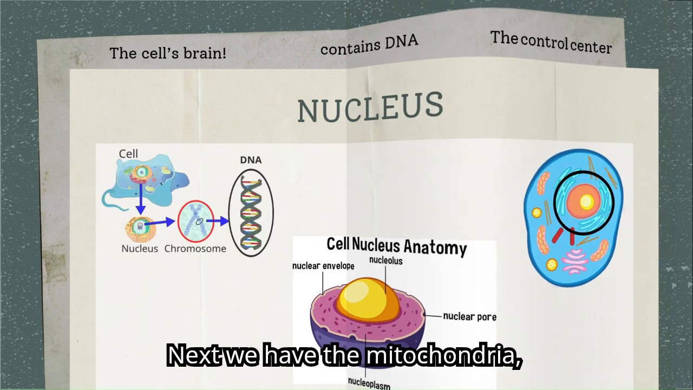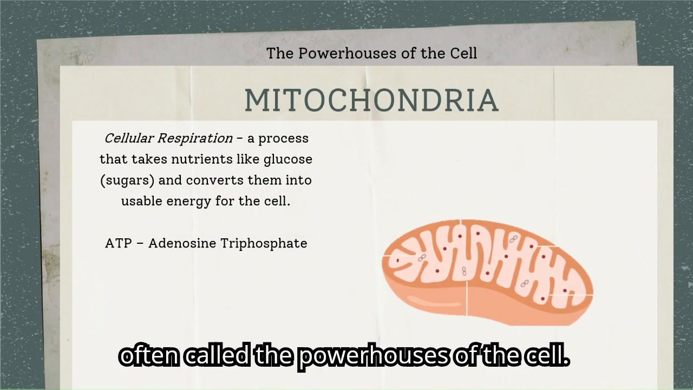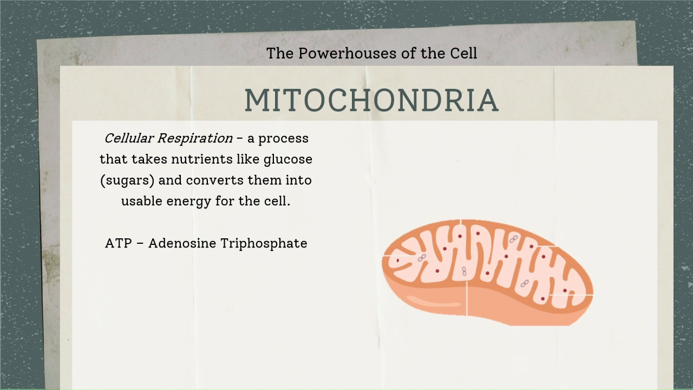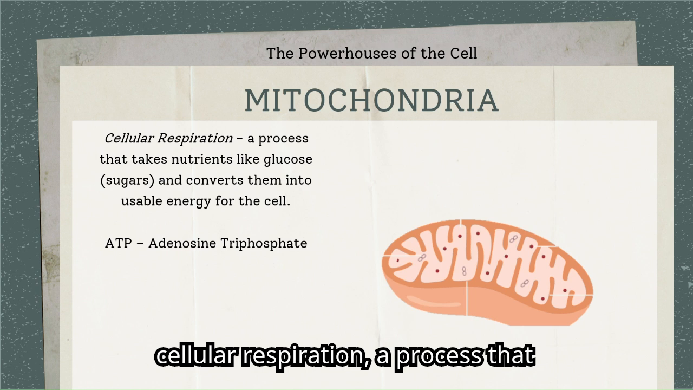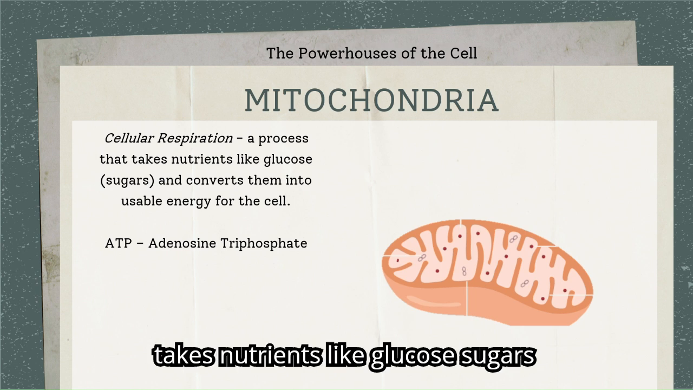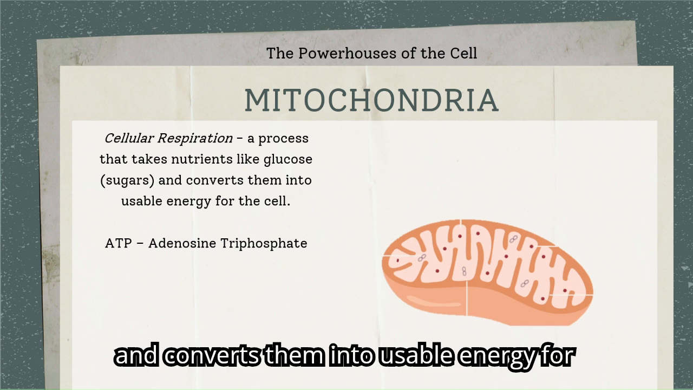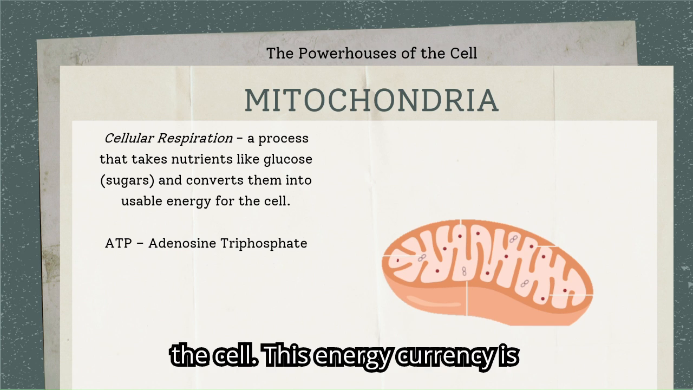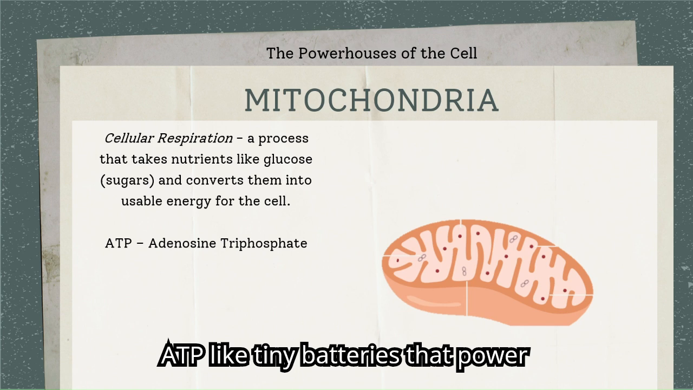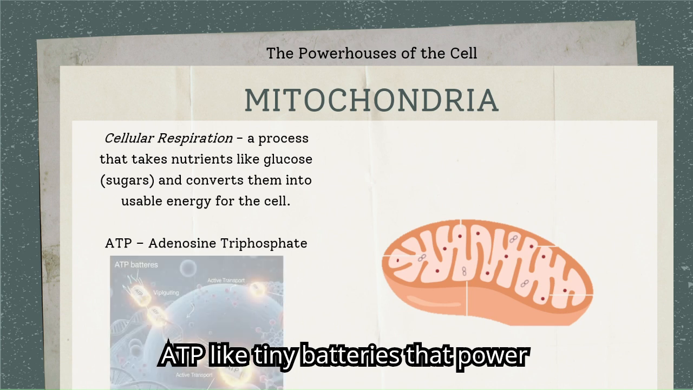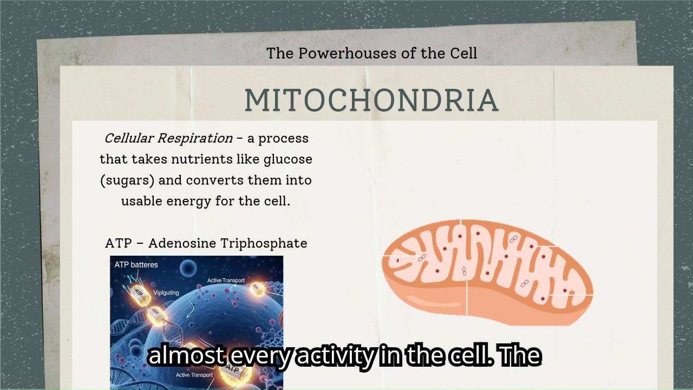Next, we have the mitochondria, often called the powerhouses of the cell. These organelles are responsible for cellular respiration, a process that takes nutrients like glucose, sugars, and converts them into usable energy for the cell. This energy currency is called ATP, or adenosine triphosphate. Think of ATP like tiny batteries that power almost every activity in the cell.